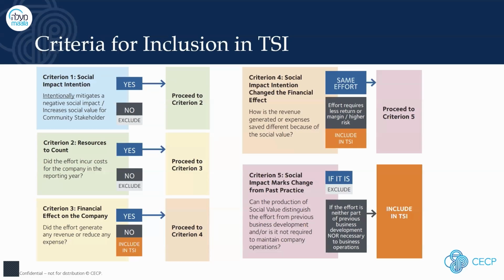Criteria 3 through 5 are really about assessing that financial effect and that difference from business as usual. And again, costs can be more than just revenue or just dollar values, right? It can be staff time, it can be materials, it can be distribution, it can be R&D expenses.